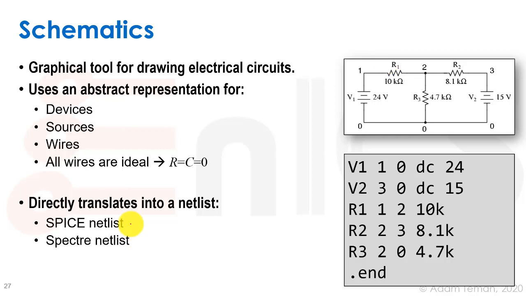This is SPICE. These are two similar languages. Spectre is owned by Cadence, but SPICE is something developed by Berkeley, and it's in more of an open source language. In the SPICE language, when something starts with a V, it's a voltage source. Something starts with an R, it's a resistor. So this schematic here is translated directly into this type of a netlist. It says that V1, that's voltage source number 1, is connected between nodes 1 and 0. The type of it is a DC voltage source, and it's a 24 volt voltage source. Say R2, that's this resistor, is connected between nodes 2 and 3, and its size is 8.1 kilo ohms. So that's a netlist.